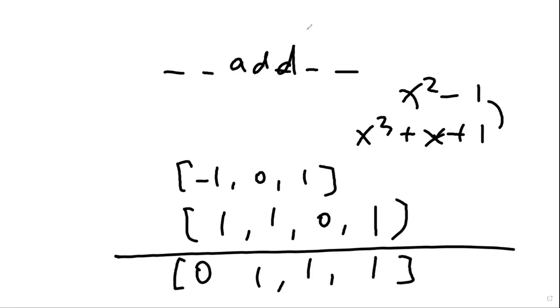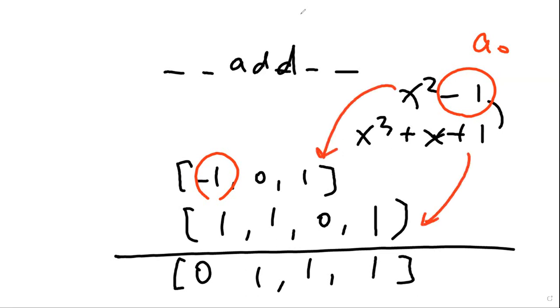Is that okay? I guess I'm getting confused. Where are you getting the minus 1 at? Negative 1 is the A naught. This is A naught. Oh, okay. I thought you were looking at the x cubed plus x plus 1. No, this one we represent this one. Okay. Gotcha.